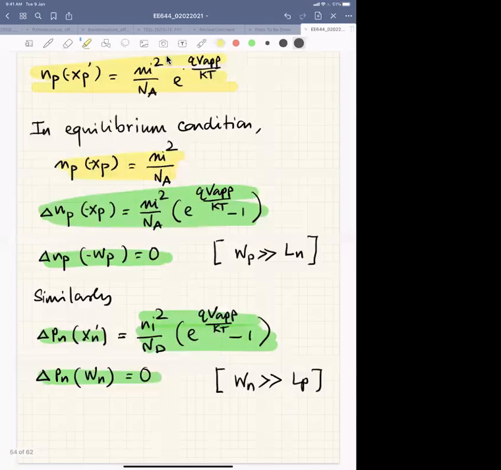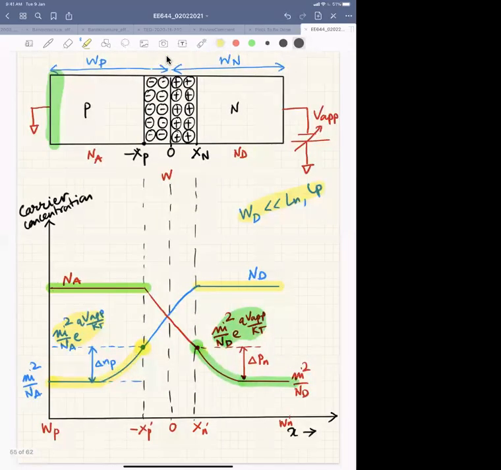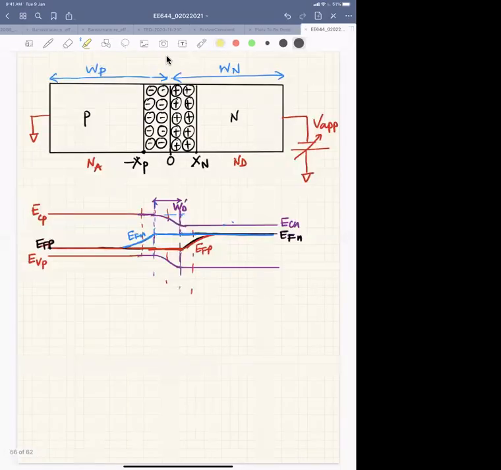Sir, can you please once again explain the bending of the quasi-Fermi levels at the depletion region? Which one? The last slide. Why the quasi-Fermi is constant? Yes, sir. As I told, I'll come back to this point later.